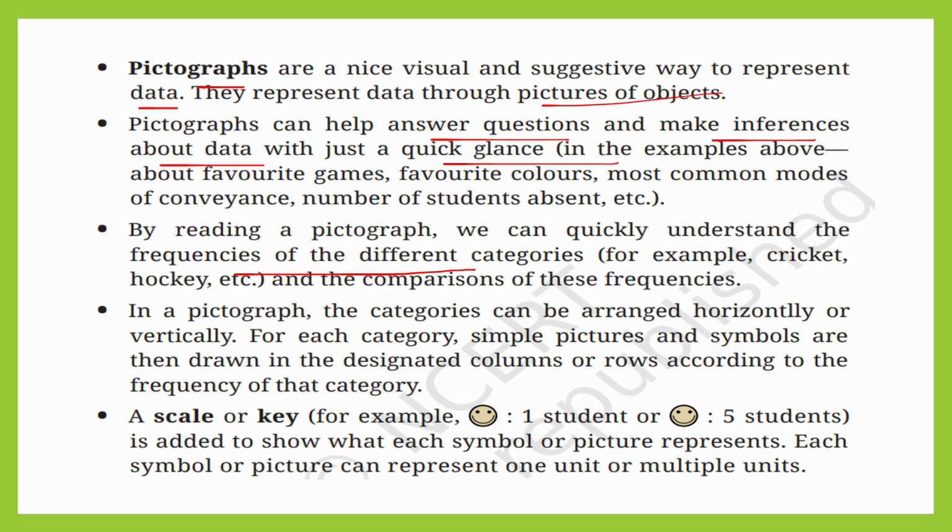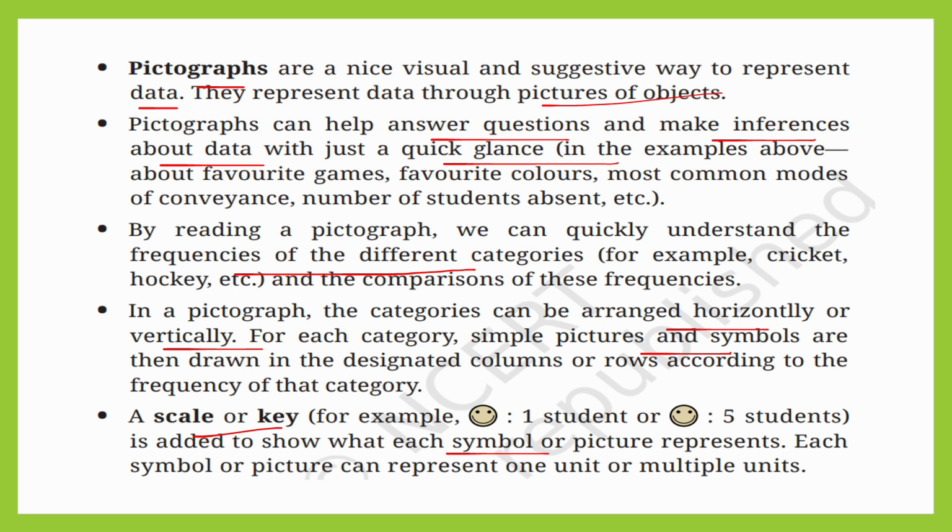In a pictograph, the categories can be arranged horizontally or vertically. For each category, simple pictures and symbols are then drawn in the designated columns or rows according to the frequency of that category. Then what is a scale or key? A scale or key, for example, one symbol is to one student or one symbol is to 5 students, is added to show what each symbol or picture represents.